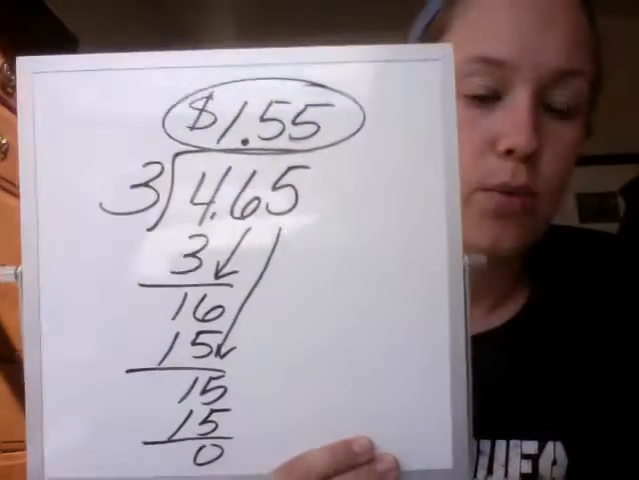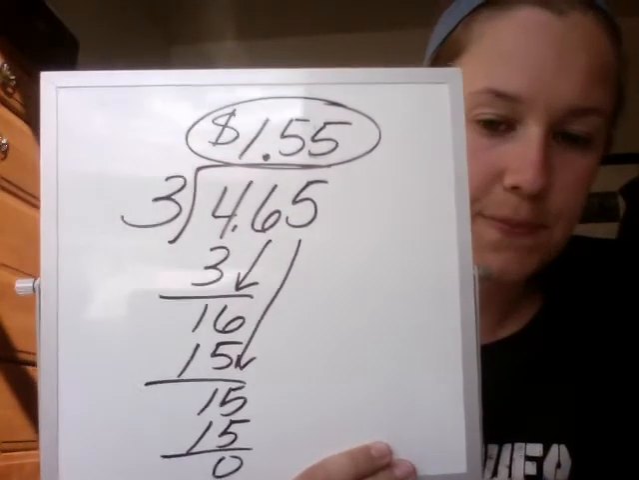Okay, now let's move down to number 14. This is just with money now. So we have $4.65 divided by 3. You do it there, I'll do it here. Okay, pause me if you need to. $1.55.